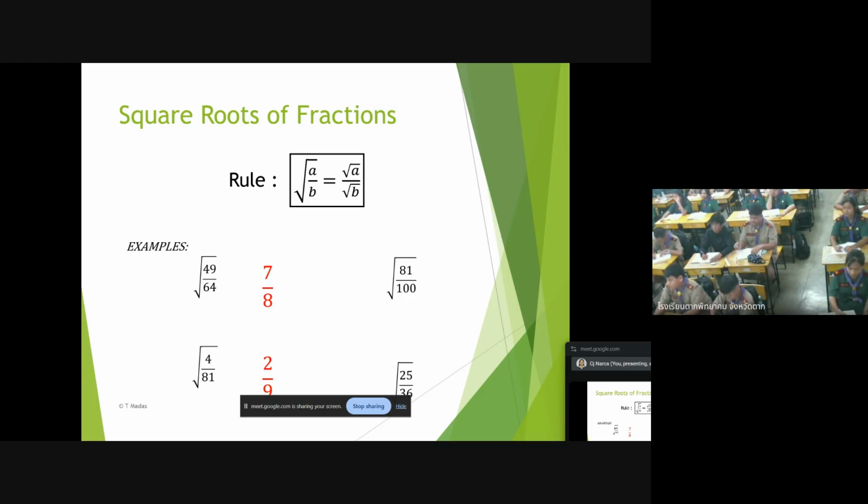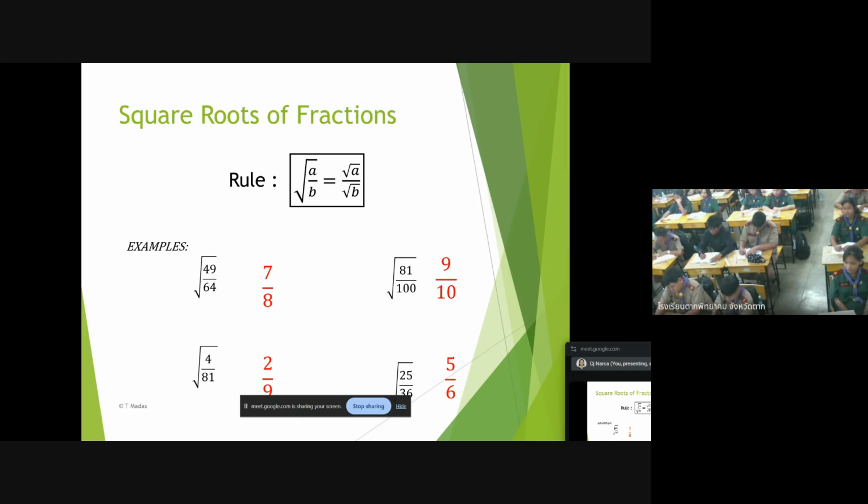9 over 10. Very good. How about this? 25 and 36. Okay, very good. 5 over 6. So, that is the rule for getting the square root of fractions. Understand? Okay, let's move on.